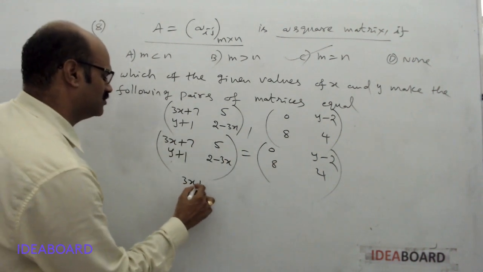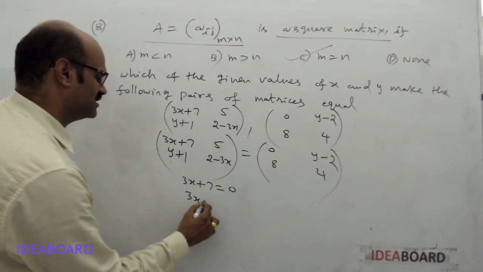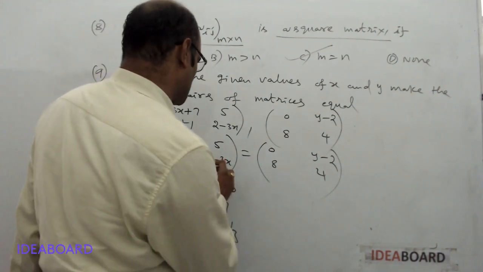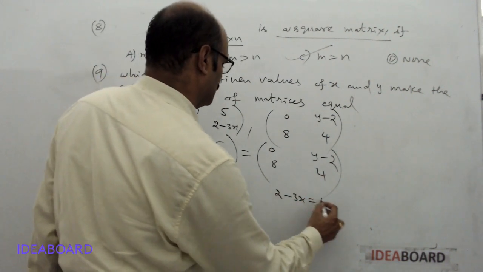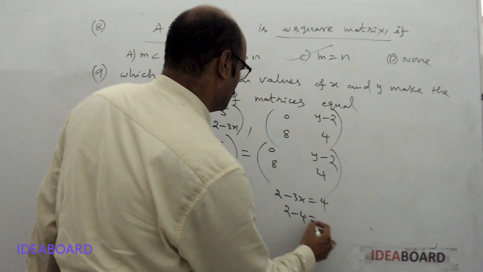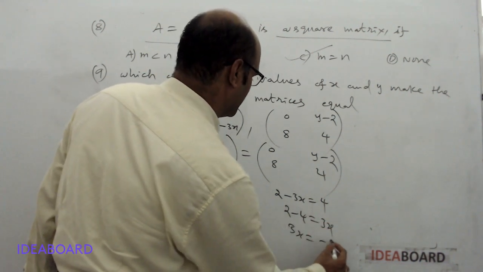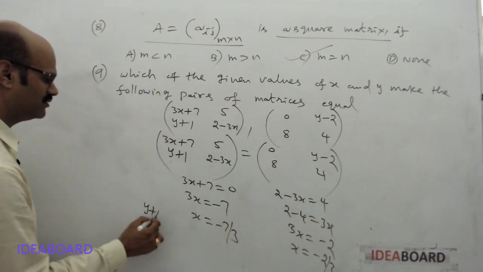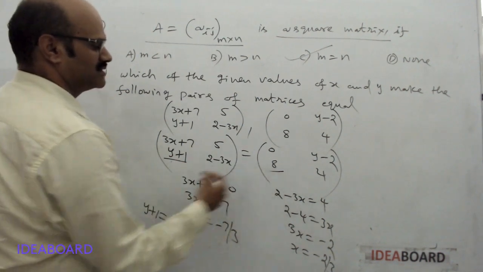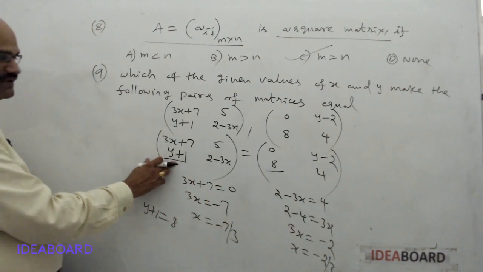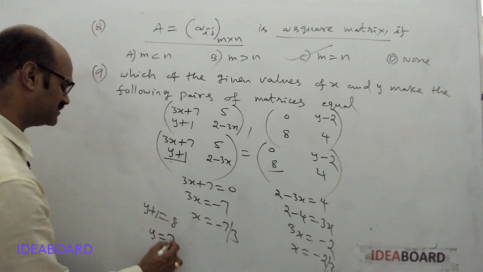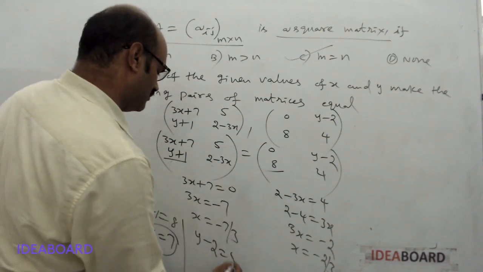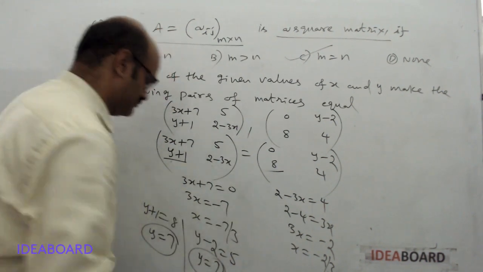So here 3x plus 7 equal to 0. So it implies 3x equal to minus 7, x equal to minus 7 by 3. Also 2 minus 3x equal to 4. 2 minus 4 equal to 3x. 3x equal to minus 2, x equal to minus 2 by 3. Y plus 1 equal to 8. This element is equal to this one. The corresponding element of y plus 1 is 8. So y equal to 7. Y minus 2 equal to 5. So y equal to 7.